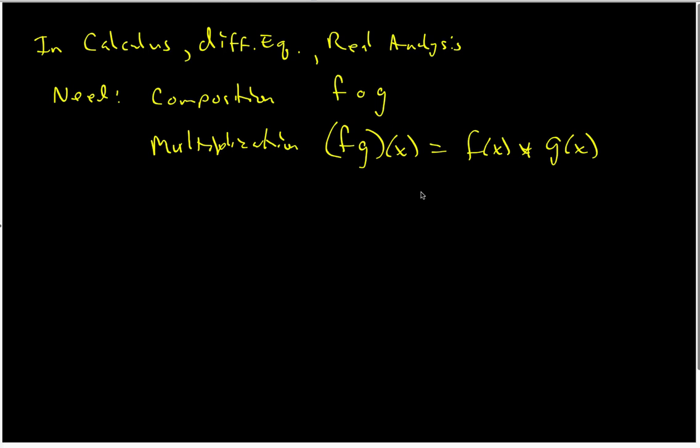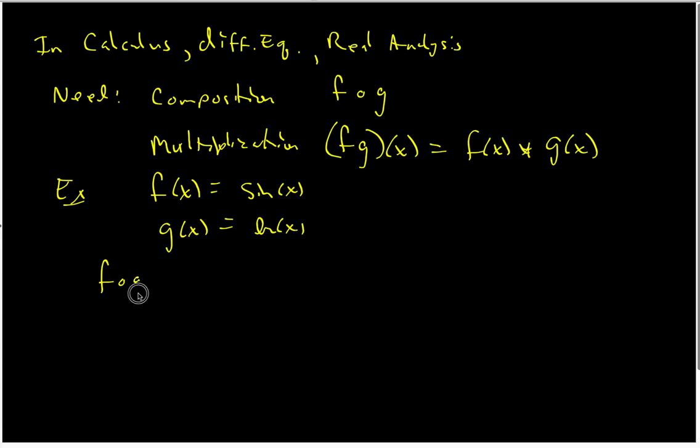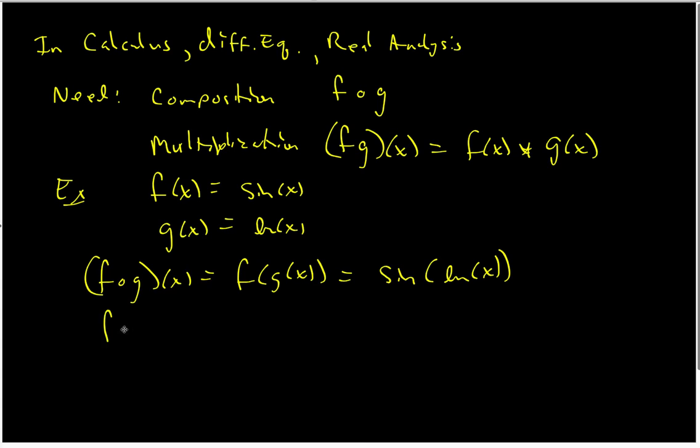So just as a real quick example from calculus, if f of x is the sine of x and g of x is the natural log of x, f circle g applied to x would be f of g of x, and that would be the sine of the log of x. And fg of x would be f of x times g of x, and so that would be the sine of x times the log of x.